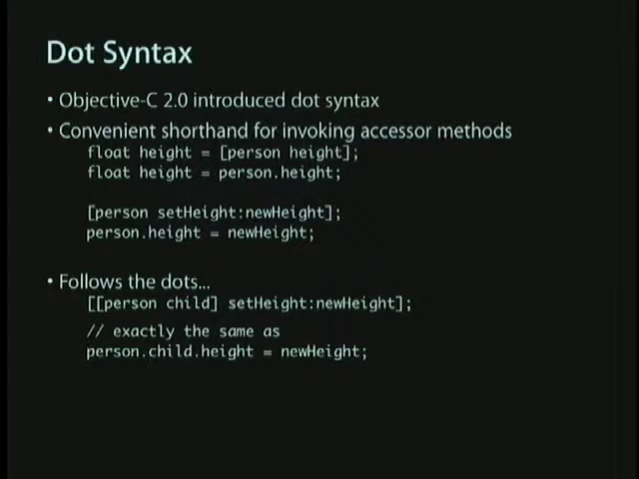Last slide. Were you saying that the equal sign will assign the opposite direction than it usually does? No, it assigns the normal direction. So person.height equals new height will set the height instance. Well, it'll call setHeight with the new height value as the argument. So assignment works in the same order that it would if you were just assigning to a value on a variable on the stack or something.